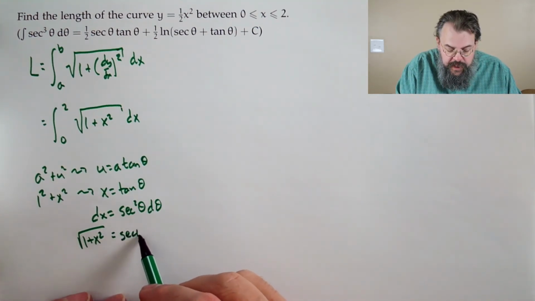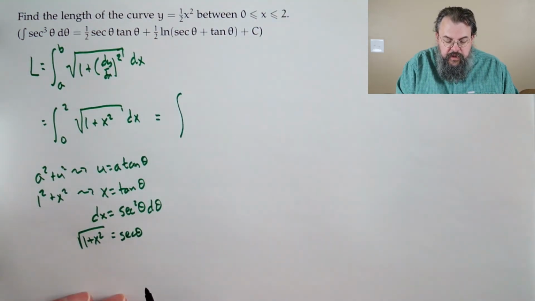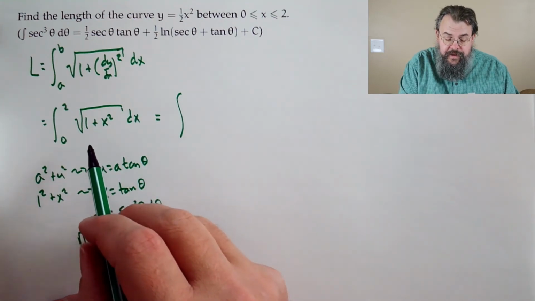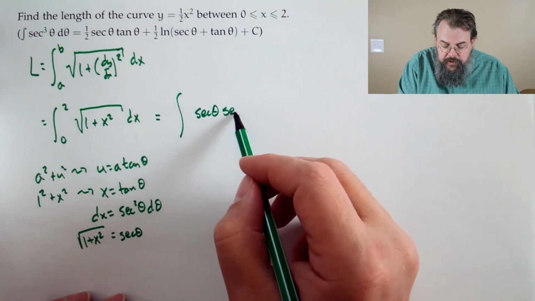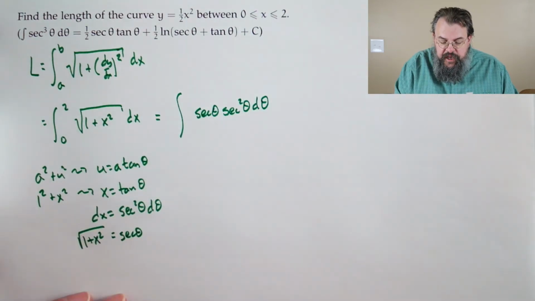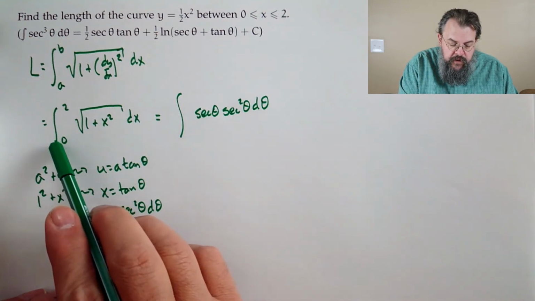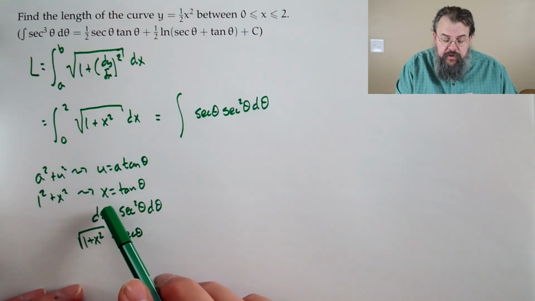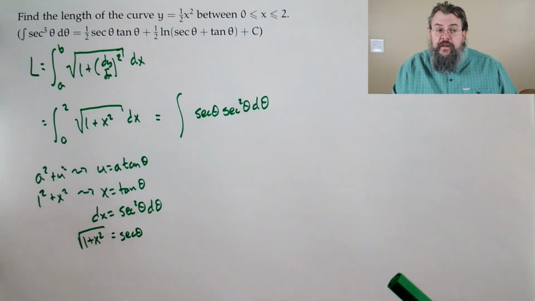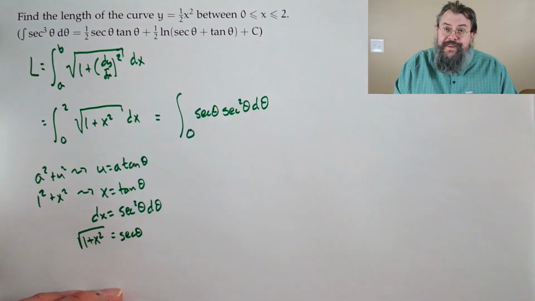So what do we get? Okay, this is the integral, square root of 1 plus x squared, secant, dx, secant squared. So we have secant theta times secant squared theta d theta. Now, we can actually talk about our bounds. What do we have? Well, when we have the lower bound of 0, that corresponds to x equals 0. When x equals 0, well, for what angle does tangent of theta give us 0? Then the answer is 0. So we still have 0.